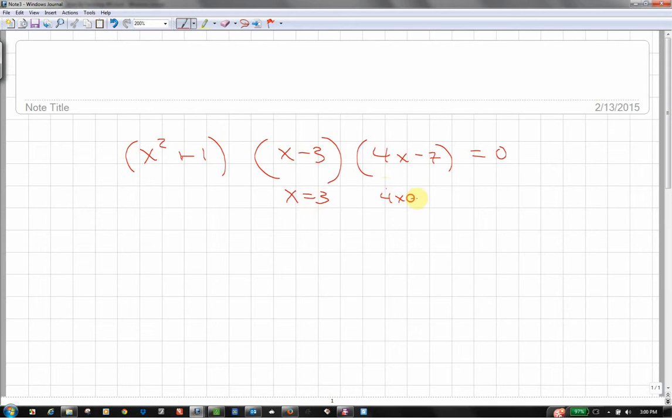For the 4x minus 7 factor, if I couldn't tell what the 0 is by looking at it, I could set up a little equation that says 4x minus 7 equal to 0. 4x is equal to 7. x is equal to 7/4. So there's my second 0.